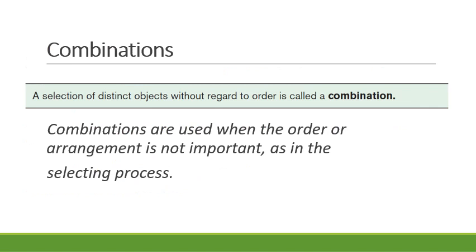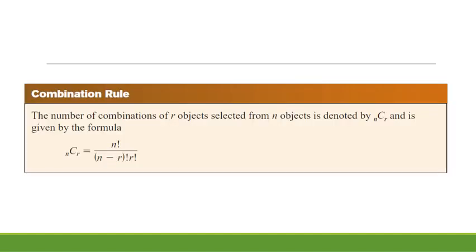Also, combination is a selection of distinct objects without regard to order. Combination is used when the order or arrangement is not important, as in selecting. The number of combinations of r objects selected from n objects is denoted by nCr. It is given by the formula n factorial over n minus r factorial times r factorial, where r is the number of objects we select.